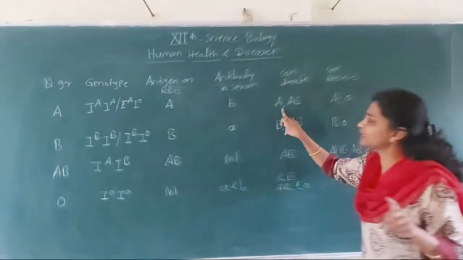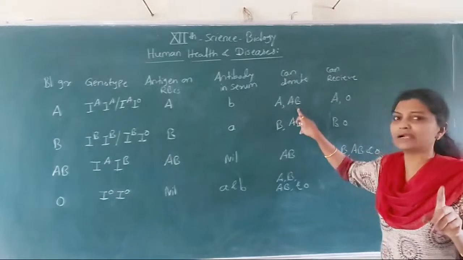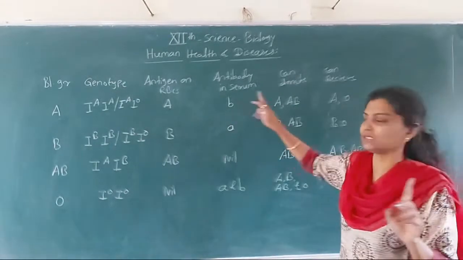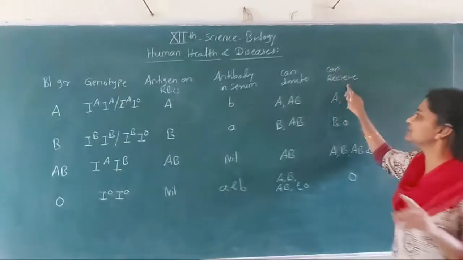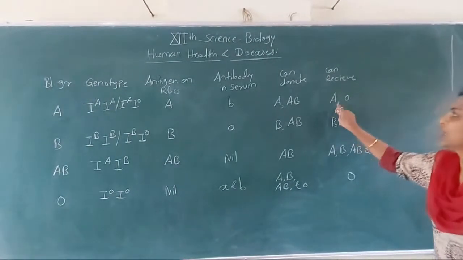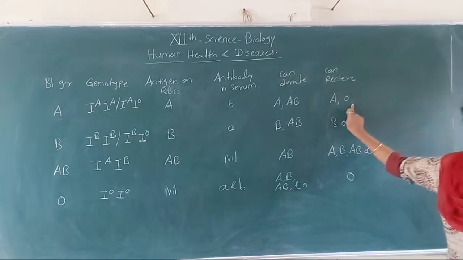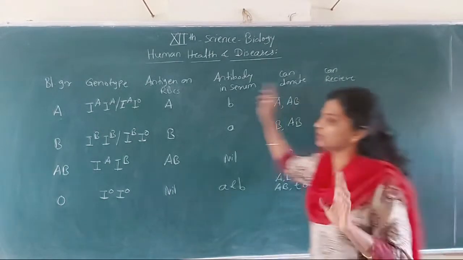They can donate blood to A and AB. हे कोणाला डोनेट करू शकतात? A blood group वाले आणि AB. Okay, and they can receive blood from A blood group and O. So that is all about blood group A.